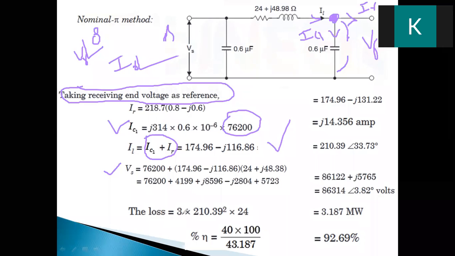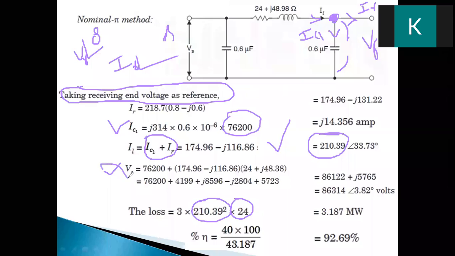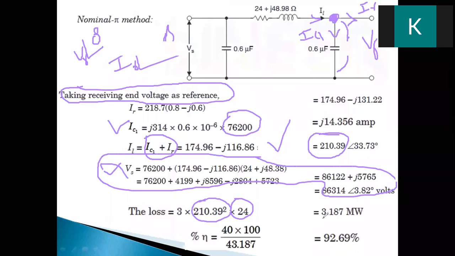Multiplying 3 into the current, that is I square R, with the R value of 24, we can simply find the efficiency. There is no need to calculate the sending end voltage. If we want to find the regulation, we have to calculate the sending end voltage. Otherwise, directly from the given data, we can simply calculate the efficiency.